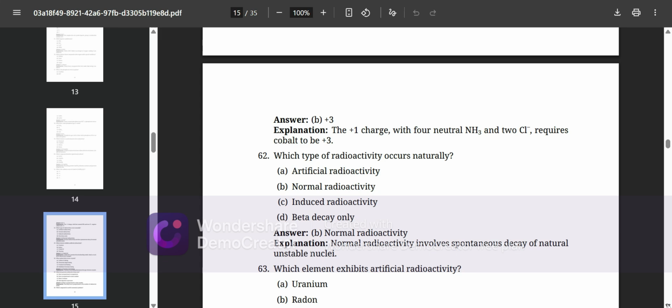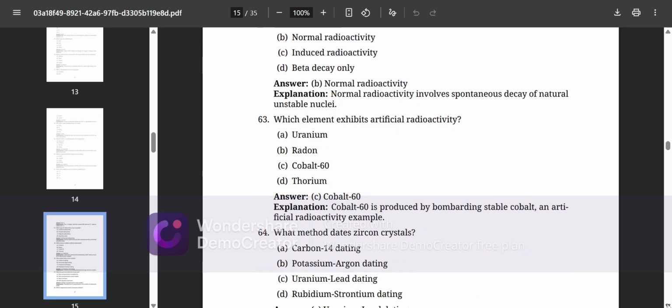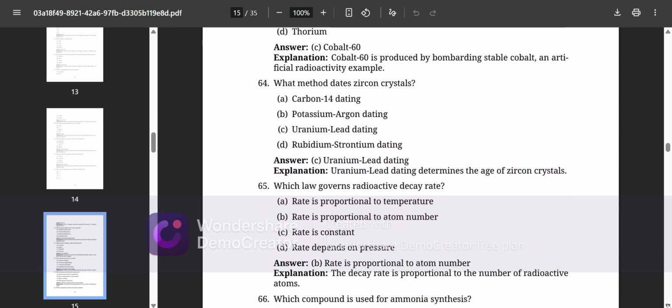Which type of radioactivity occurs naturally? Normal radioactivity involves spontaneous decay of natural unstable nuclei. Which element exhibits artificial radioactivity? Cobalt 60 is produced by bombarding stable cobalt, an example of artificial radioactivity. What method dates zircon crystals? Uranium lead dating determines the age of zircon crystals.